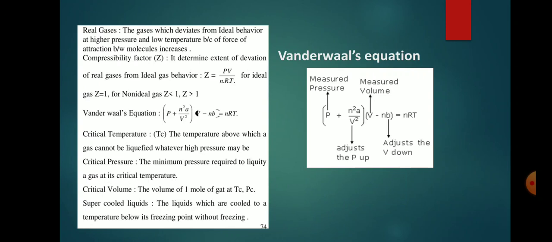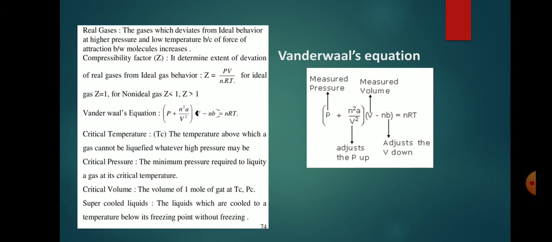Real gases. The gases which deviate from ideal behavior at higher pressure and low temperatures because of force of attraction between molecules increases. Compressibility factor, denoted by Z. It determines extent of deviation of real gases from ideal gas behavior. That is, Z is equal to PV by nRT. For ideal gas, Z is equal to 1. For non-ideal gas, Z is less than 1 and Z is greater than 1.